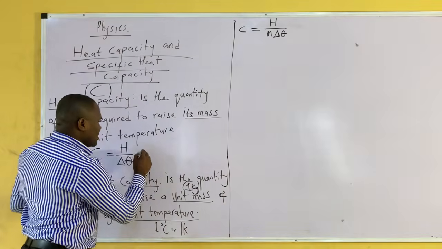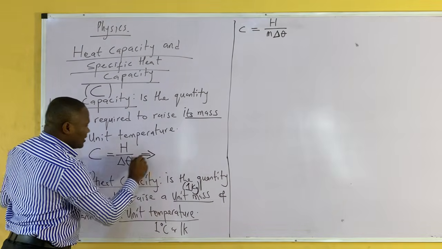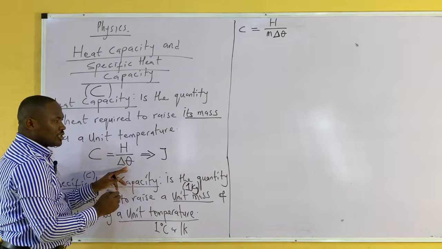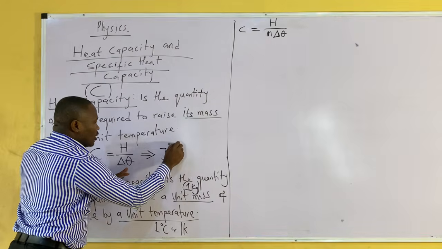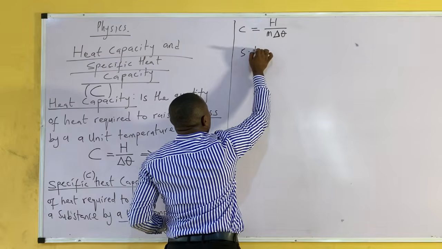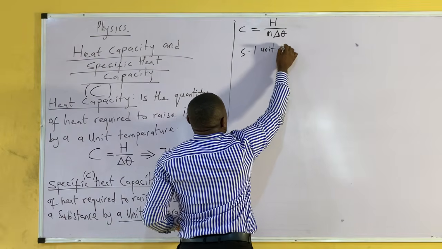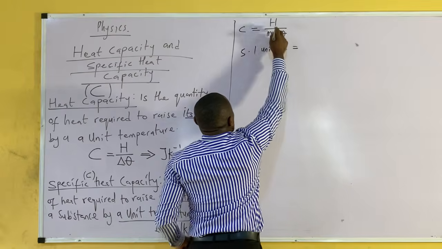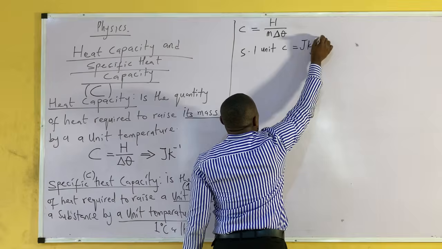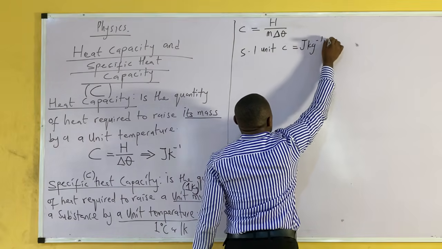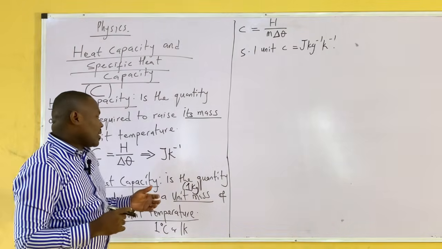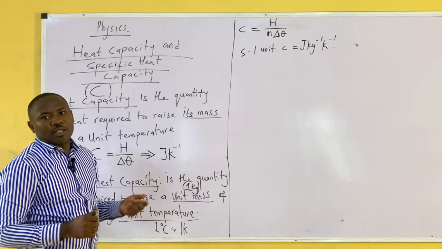Now, what is the SI unit for heat capacity? Heat is in joules, temperature is in Kelvin. So it is joules per Kelvin. What about the SI unit for specific heat capacity? It is equal to joules per kilogram per Kelvin. So this is the SI unit for specific heat capacity, while the other is the SI unit for heat capacity.